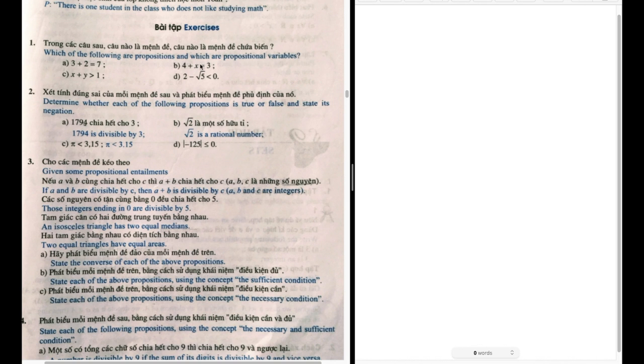Similarly, in problem C, there are two variables x and y, so we infer x plus y is greater than 1 is a propositional variable.